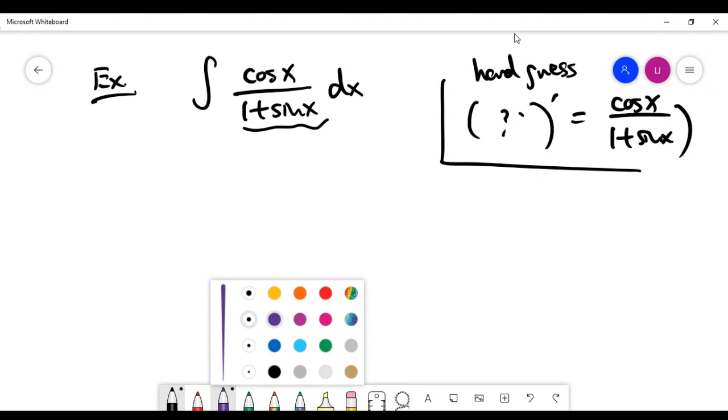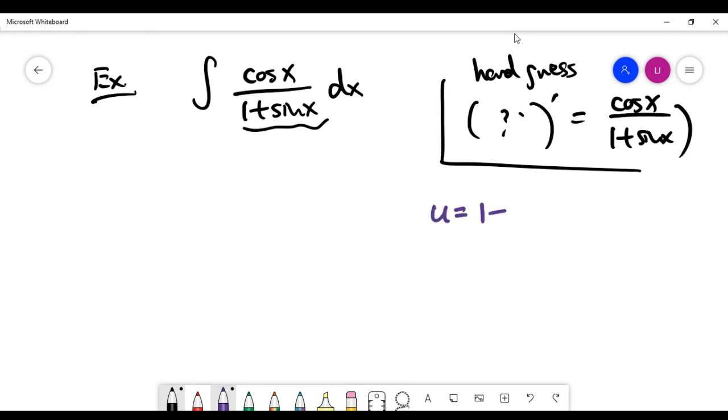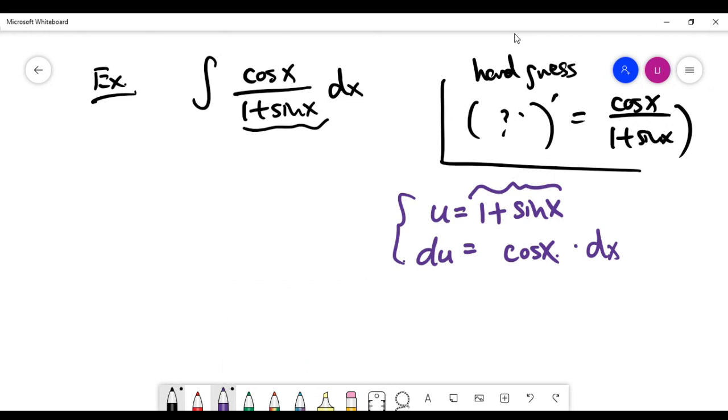Sometimes I would like to try u equals 1 plus sine x as our substitution. Let's see whether it works or not. And the next step is to find the derivative. du equals derivative of this times dx. And the derivative of 1 plus sine x is cosine x, right? And let's keep it here. Let's see whether it helps or not.